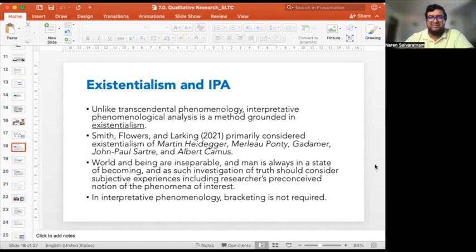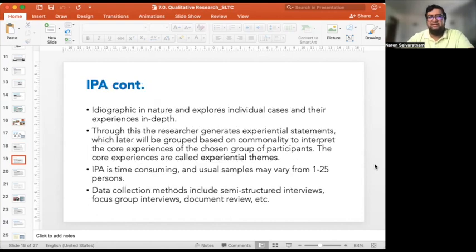The main reason is because it's inseparable. You know, I can't keep myself out of this. It doesn't make sense. So this is very idiographic, which means we consider one person at a time, and then we do in-depth research about that person. So we explore individual cases here and their experiences in depth.